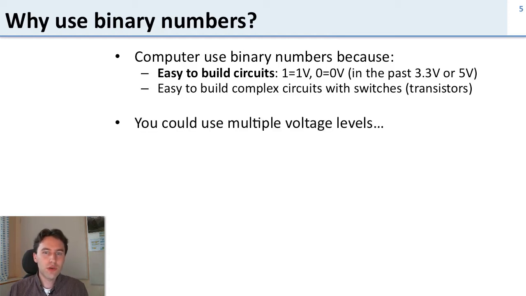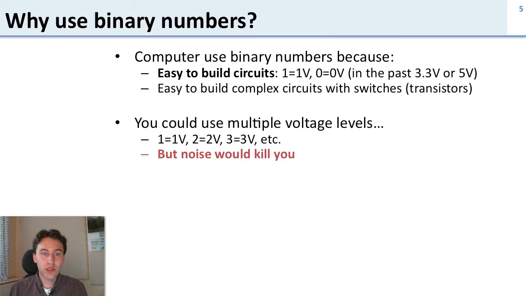So you could use multiple voltage levels. You could build a circuit, for example, that used 1 volt for 1, 2 volts for 2, and 3 volts for 3. The problem with this is noise. And noise comes from all over the place. When circuits heat up or cool down, the transistors behave differently and you get different amounts of noise. If a circuit is brought near a radio, like a cell phone, that cell phone is going to cause noise in the circuits. So noise is a very big problem for designing circuits.